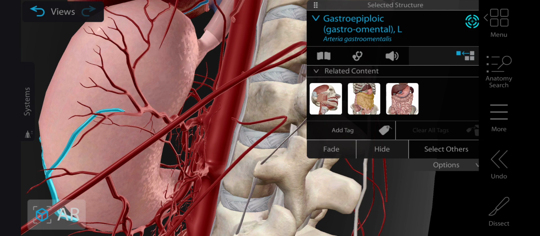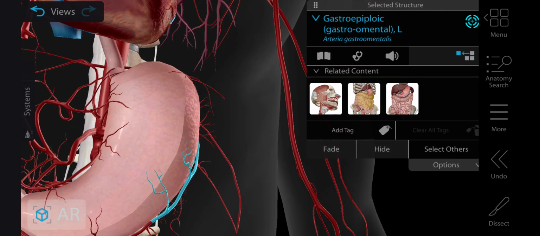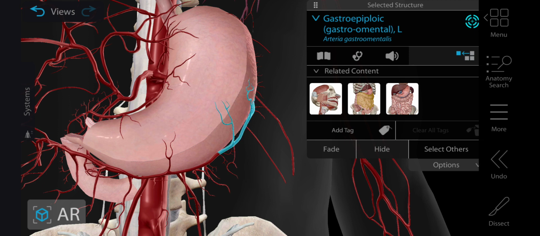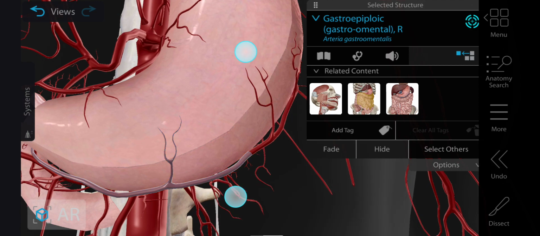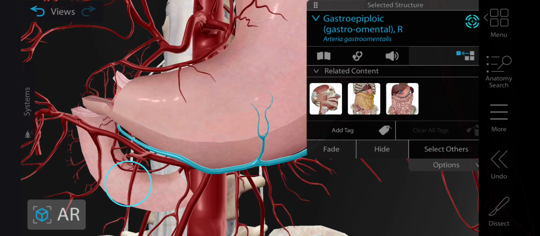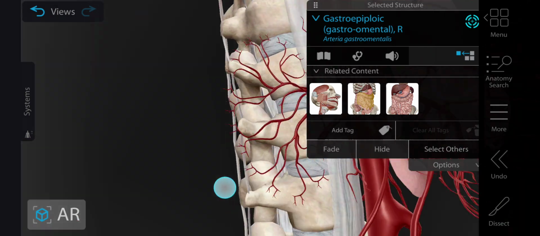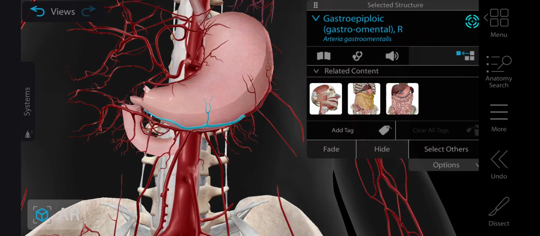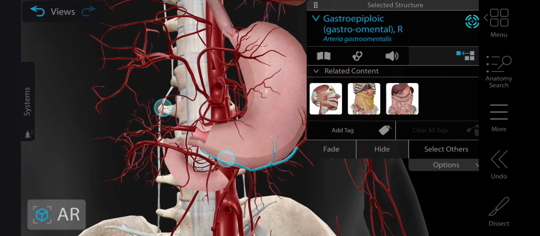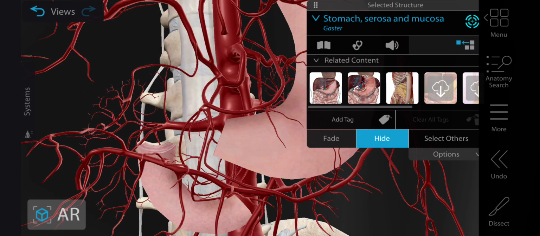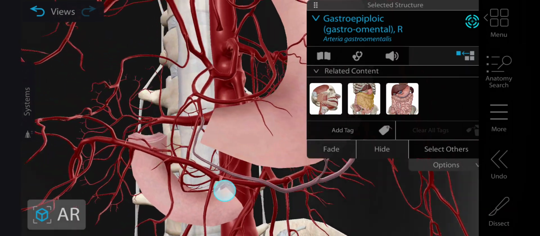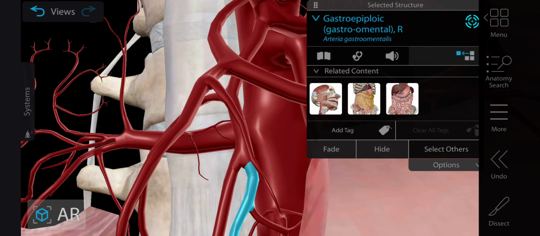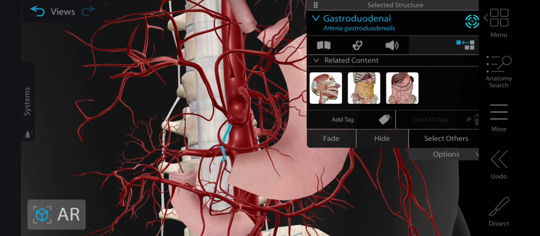That this branch is the left gastroepiploic artery, and this left gastroepiploic artery is anastomosing with the right gastroepiploic artery. This one is the right gastroepiploic artery, and this right gastroepiploic is the branch of gastroduodenal artery. This one is the right gastroepiploic, and this one is the gastroduodenal artery.